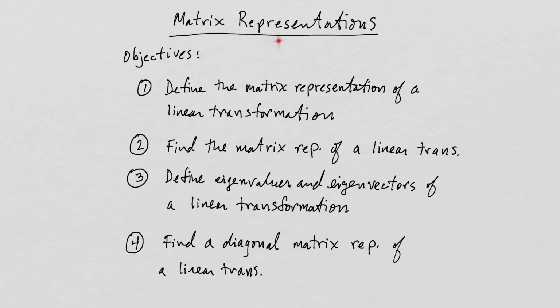This video is about matrix representations of linear transformations. We're going to define the matrix representation of a linear transformation. Then we're going to do some examples where we find those matrices. Then we're going to define eigenvalues and eigenvectors of linear transformations. And then we'll do some examples where we find a diagonal matrix representation of a linear transformation.